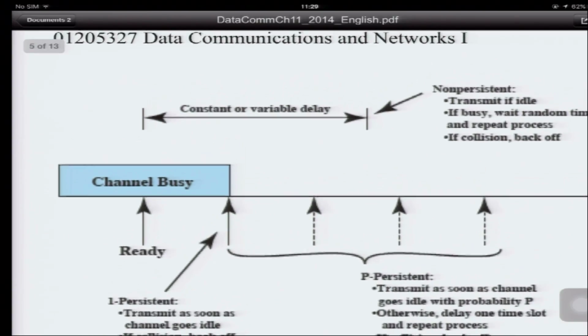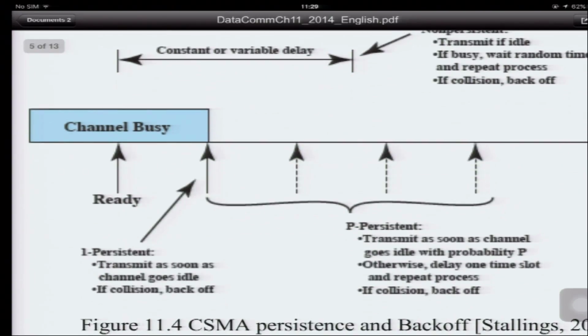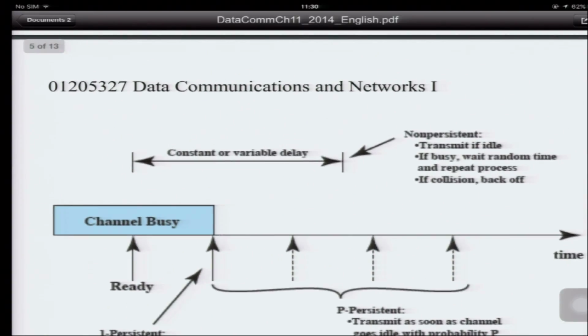For non-persistent, you transmit if it is idle, and if you have a collision, then you back off, both of you will back off. If you sense the channel is busy, then you wait for a random time and repeat the process. You wait for a random time, come back and listen again. So it has a lower chance of colliding with another station.